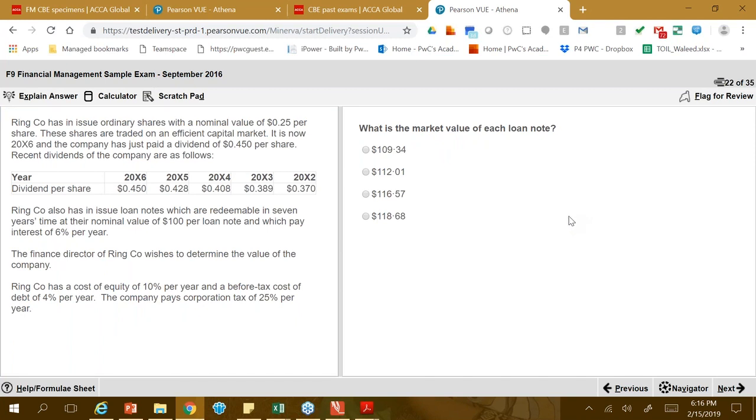Next is, what is the market value of each loan note? Let's read the loan note information again. Loan note in issue, which is redeemable in 7 years' time. Nominal value of 100. Interest is 6%. So let's do the workings on this one then.